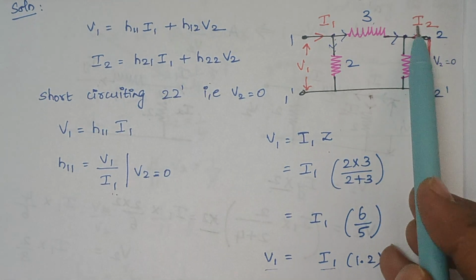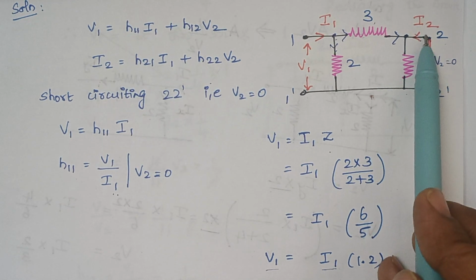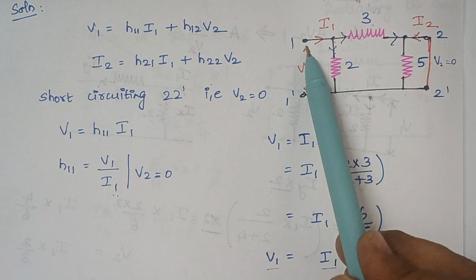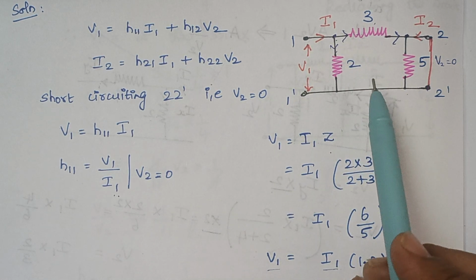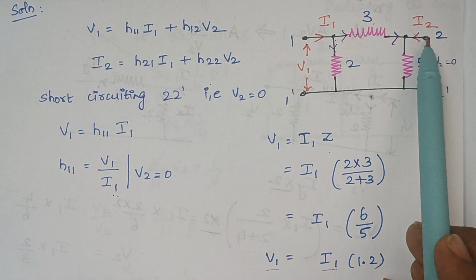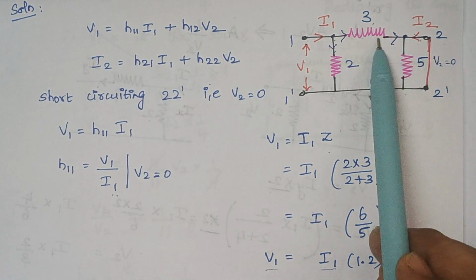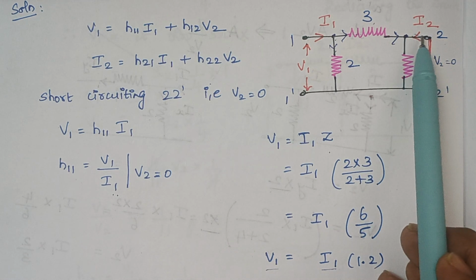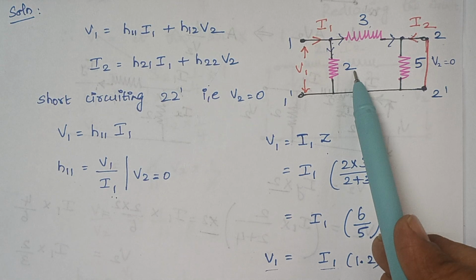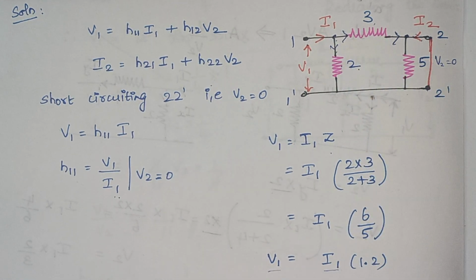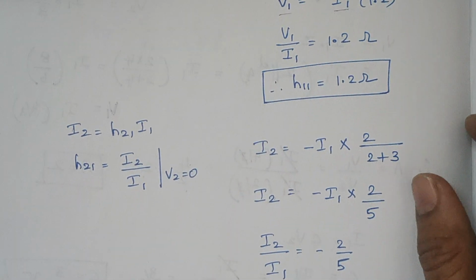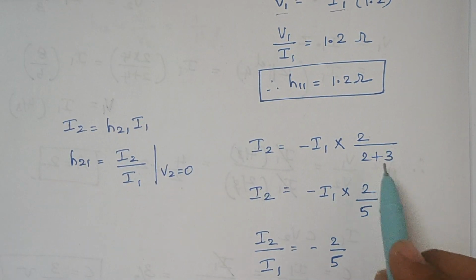So here we need to find I2. What is the total current? Here the total current is I1. And what is the opposite resistance? Whenever you are calculating the opposite resistance, you should look at the path, that is you should look at the current direction. So here this is our I2. So what is the resistance which is opposite to I2? It is 2. And what is the total resistance? It is 2 plus 3. Therefore, I2 is given by minus I1 into 2 by 2 plus 3.